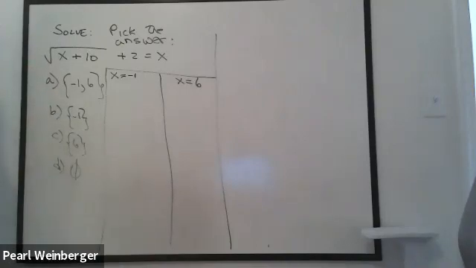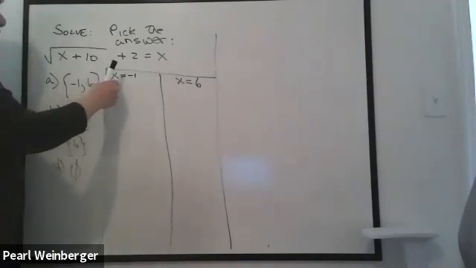I'm going to just check these two numbers. If they both work, I'll pick A. If only -1 works, I'll pick B. If only 6 works, I'll pick C. And if neither of them work, I don't have a choice. The answer has to be no solution, because that's the only possible other answer.